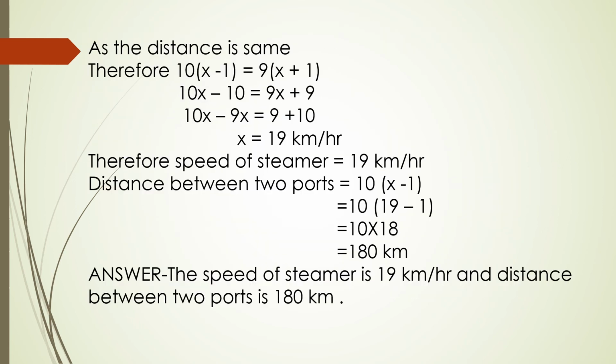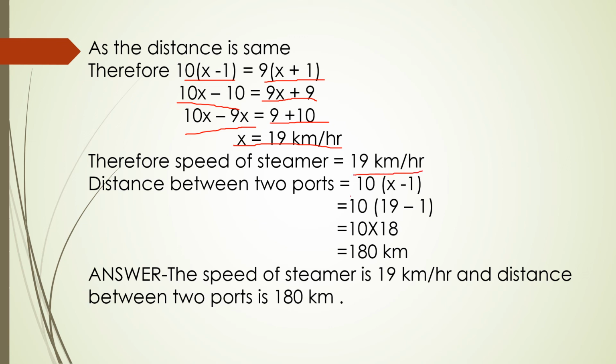Now as the distance is the same, the distance traveled upstream is equal to the distance traveled downstream. 10 into x minus 1 is the same as 9 into x plus 1. Children, you simplify the brackets, you will get 10x minus 10 is equal to 9x plus 9. 10x minus 9x is equal to 9 plus 10. So x is equal to 19 km per hour. Therefore, the speed of the steamer is 19 km per hour.